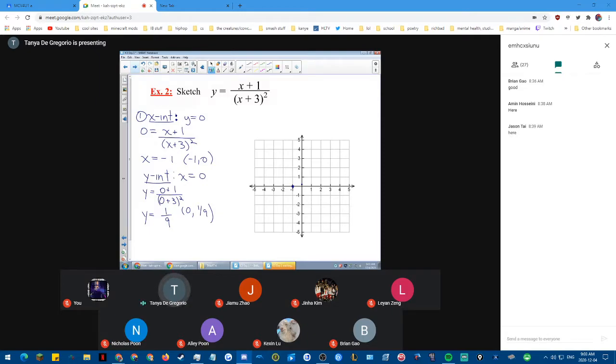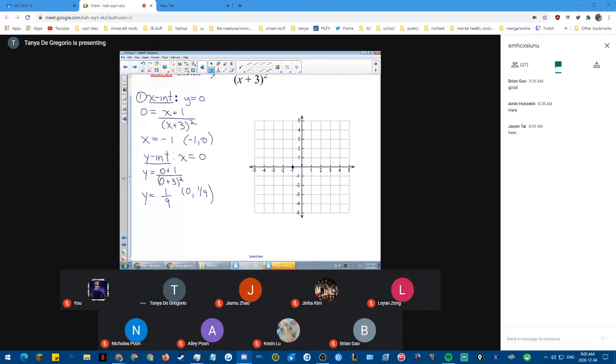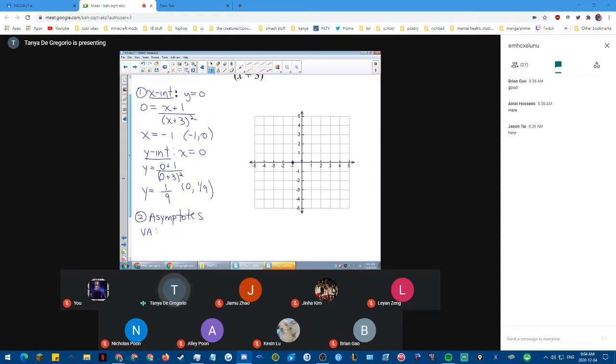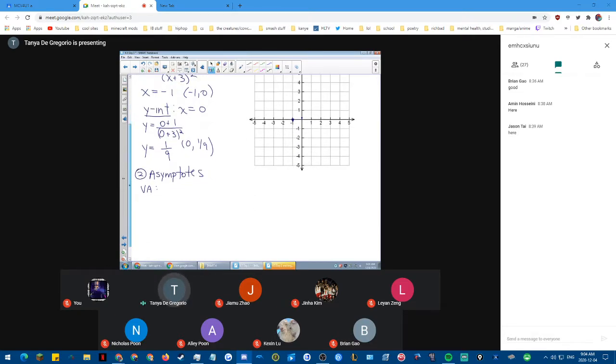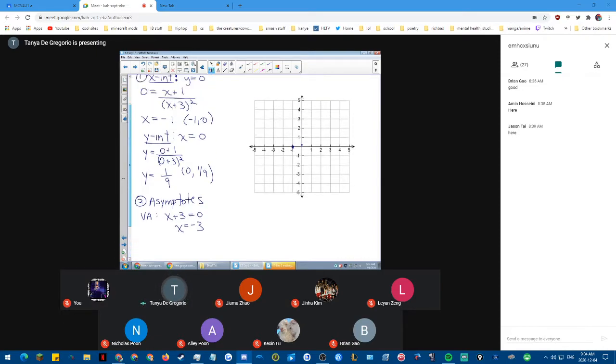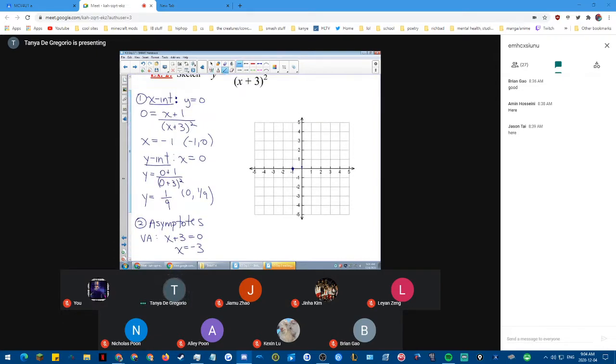Okay, now step 2, we want to find the asymptote. Here I know to check because it's a rational expression. For the vertical asymptote, I look at the denominator. What will make this denominator equal to 0? So I have a vertical asymptote at x equals -3. Let's put it in.